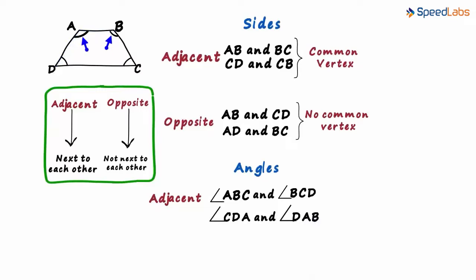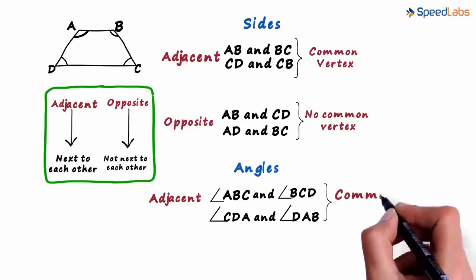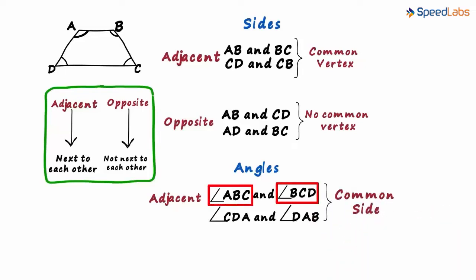This pair and this pair of angles are also adjacent. What do you notice about adjacent angles? Yes, they all share a common side. These two angles have BC as their common side, and these two angles have DA as their common side.